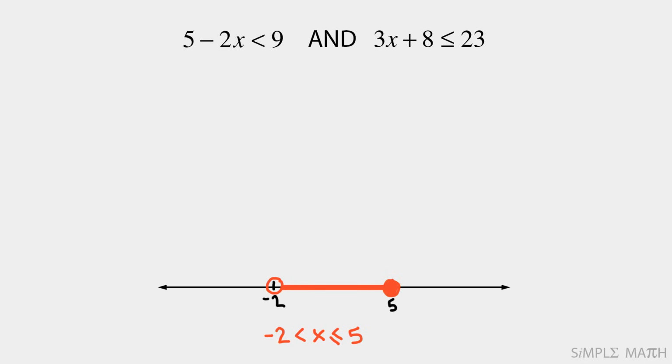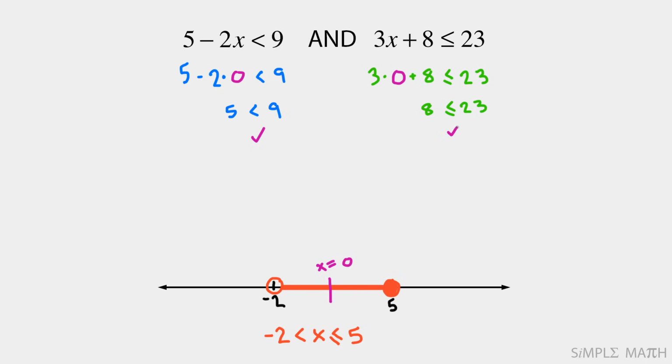It's always a good idea to check your solution. To do that, we'll choose a few values for x both inside our solution set and also outside the solution set. We see that x equals 0 is inside the solution set, so let's go ahead and test that value first. On the left, we get 5 minus 2 times 0 is equal to 5, which is less than 9. And on the right, we get 3 times 0 plus 8 is equal to 8, which is less than 23. So x equals 0 works for both inequalities.